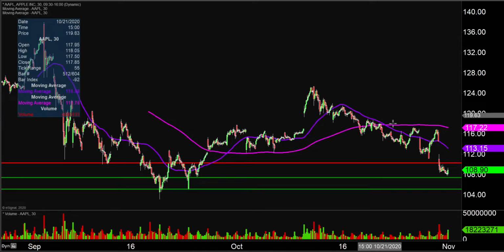So yeah, things are still looking rough here for it, but it is Apple, so I suppose you never know. But next week's definitely going to be a very, very interesting bit of time, and we'll see how things play out.